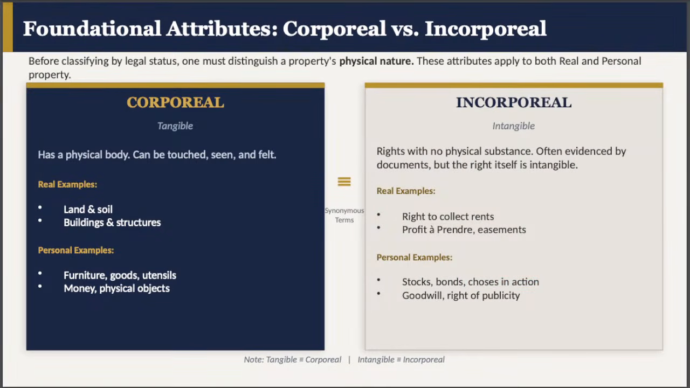Okay, so we see here that personal examples are stocks, bonds, and shows in action. So in this case here, we see that if it's a personal action to collect a debt or some kind of a tort, that it would be considered intangible property. They're rights, but there's no physical substance, and it's often evidenced by documents. But the right itself is intangible, and that's shown by the action that has standing in a court. All right, let's move along.